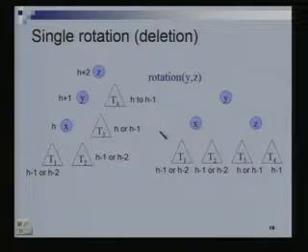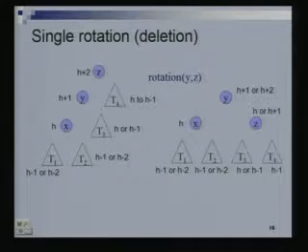What is the height of X now? This is h minus 1 or h minus 2, this is h minus 1 or h minus 2, but one of them is at least h minus 1. So X is h. What is the height of Z? H or h plus 1. So what is the height of Y? H plus 1 or h plus 2. What was the original height of this tree? H plus 2. So if this is h plus 2, then we are okay. We don't have to continue. But if this is h plus 1, then we may have to continue, because this now becomes the bigger tree.